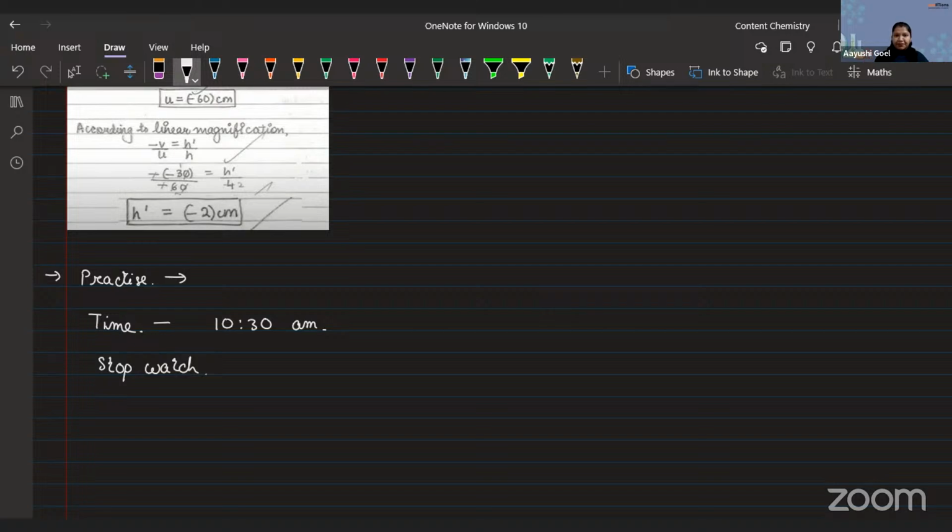Is it clear? Second, when you are practicing anything and when you check your answers, find the errors where you are losing marks.